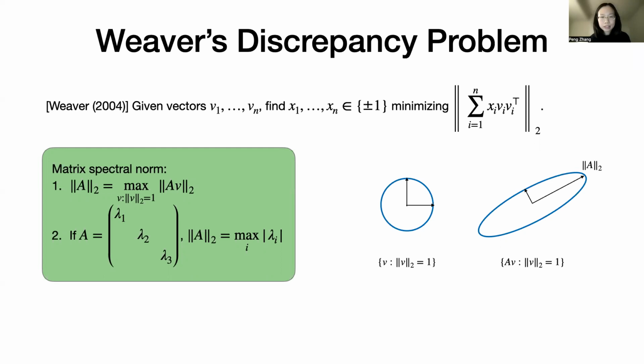And this is a visualization for a 2 by 2 dimensional symmetric matrix A. This blue circle contains all the vectors v with Euclidean norm 1. If we multiply matrix A to all these vectors, we get this blue ellipsoid. The length of this longer semi-axis is the spectral norm of this matrix A. In particular, if matrix A is a diagonal matrix, then the spectral norm of A is the maximum diagonal entry in absolute value.